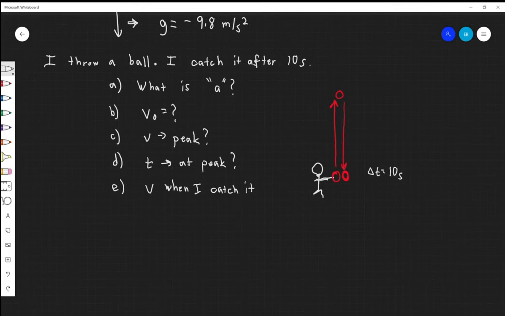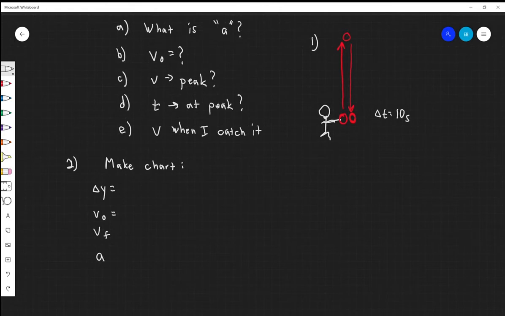So how do I start solving this? How do I start finding these things? Well, my recommendation for every kind of kinematic problem, make a chart. So after you make a picture, that's the first step. The second step is to make a chart. And in that chart, you want to include every kinematic variable. You want to include change in y, the change in position. You want to include the initial velocity, the final velocity, the acceleration, and the change in time. You want to include all these variables.